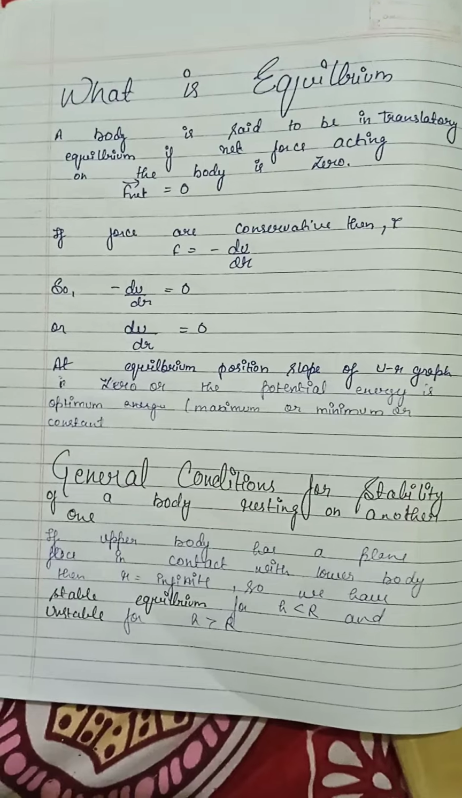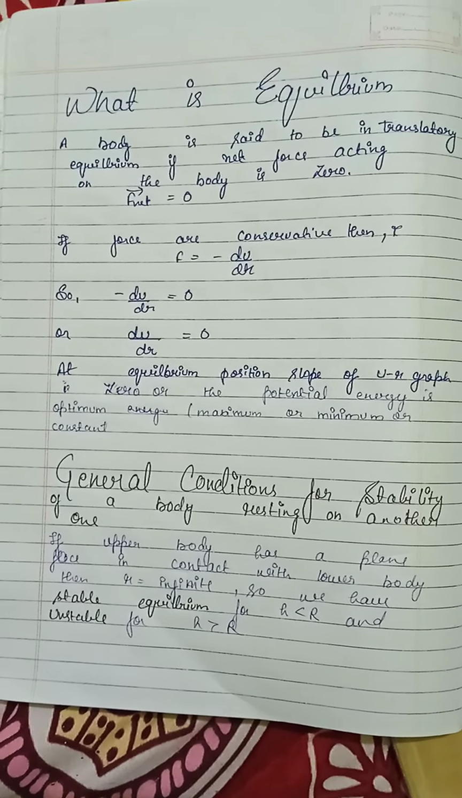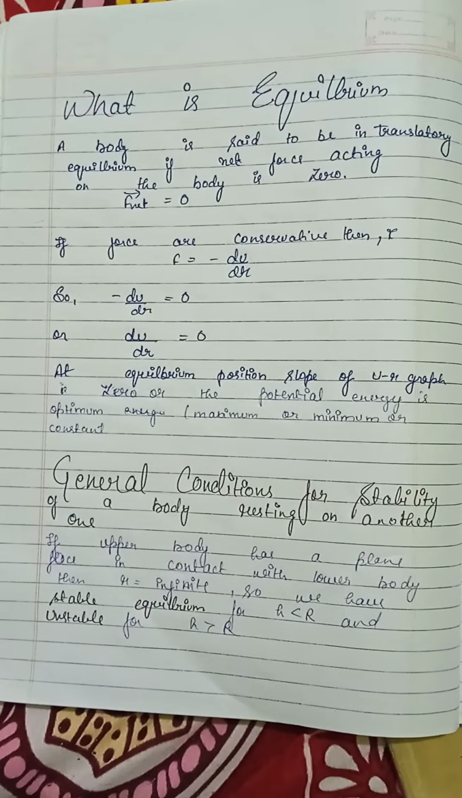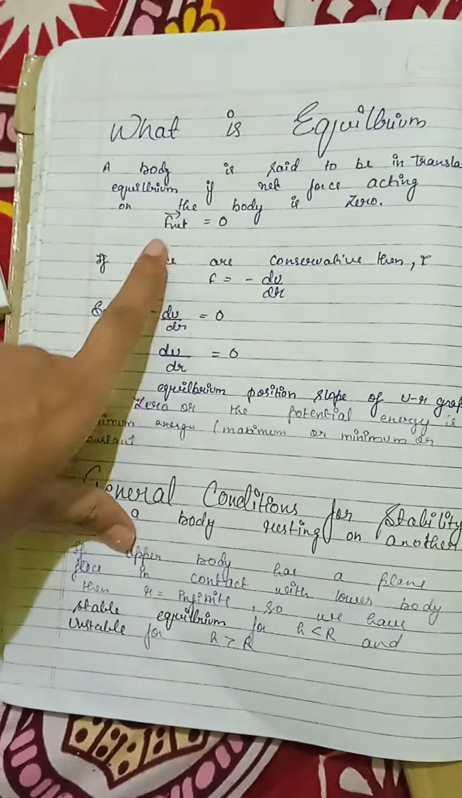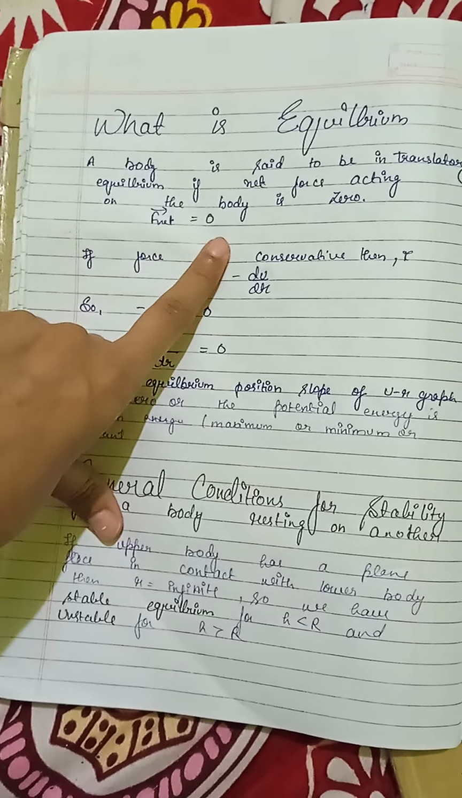So the topic is, what is equilibrium? A body is said to be in translational equilibrium if the net force acting on the body is zero. That is, here you can see the net force, F net, is equal to 0.